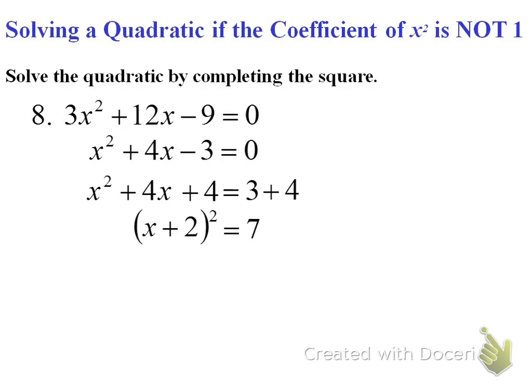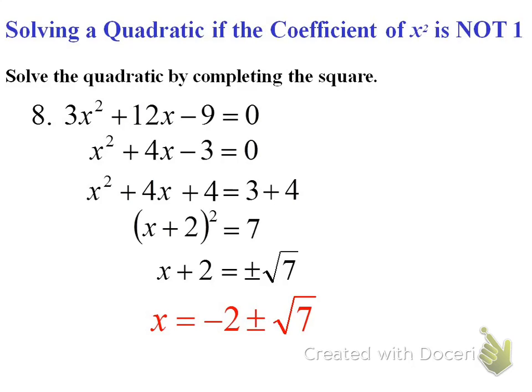Next step is to square root. Good. X plus 2 squared, the square root is just x plus 2. And then we get plus or minus the square root of 7. The final step, subtract 2. Wonderful. Here's our answer.